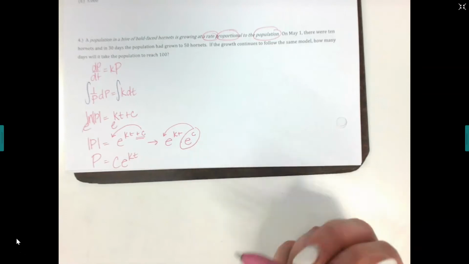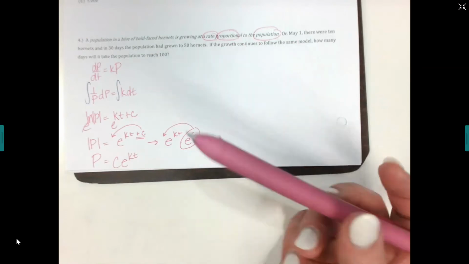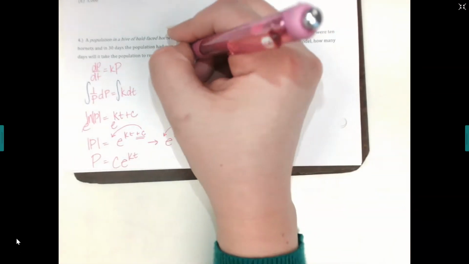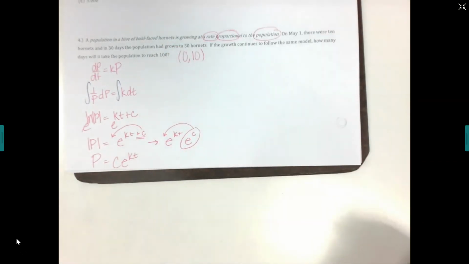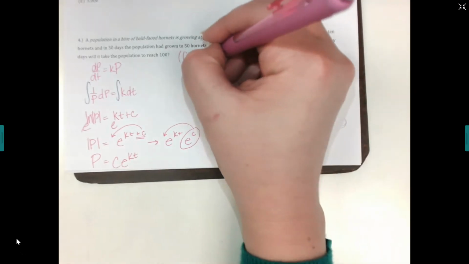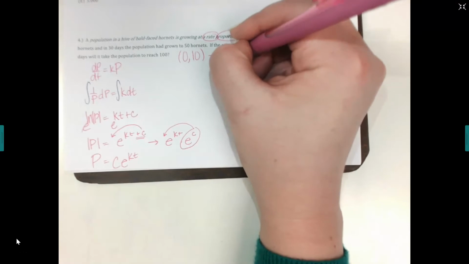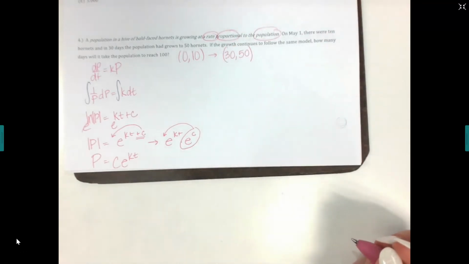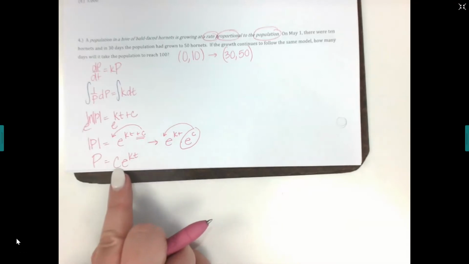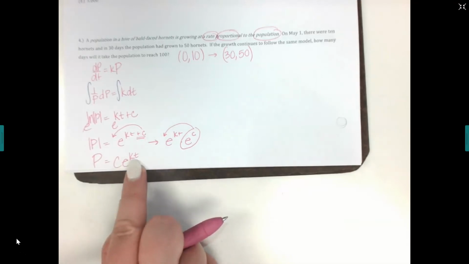So now let's keep reading, and we're going to need to figure out the information to know what we need to solve. It says on May 1st there were 10 hornets. Okay, so at time 0 there were 10 hornets. And then it says in 30 days the population had grown to be 50 hornets. That is enough information for me to figure out what C and K are.